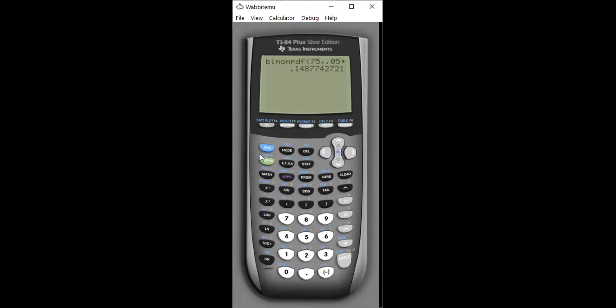Since we are here, let's do the no defective and see what happens. Go ahead and write down this number. For no defectives, it's still a PDF, still 75, but my x value is 0. So no defectives is 0.02134. You guys write down these two numbers. Let me switch back to my whiteboard.